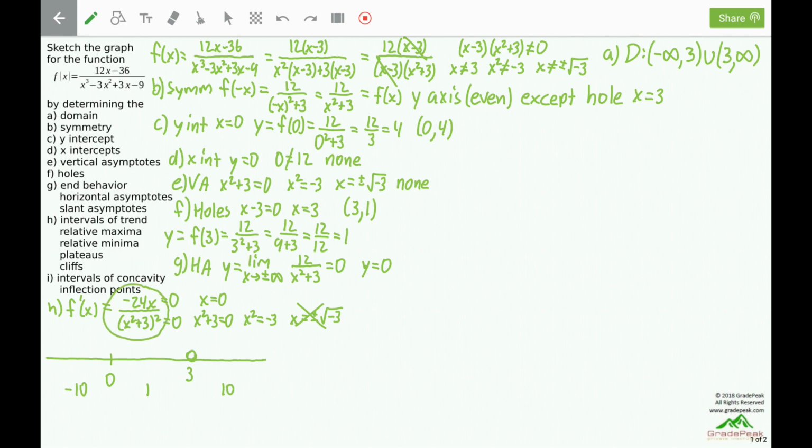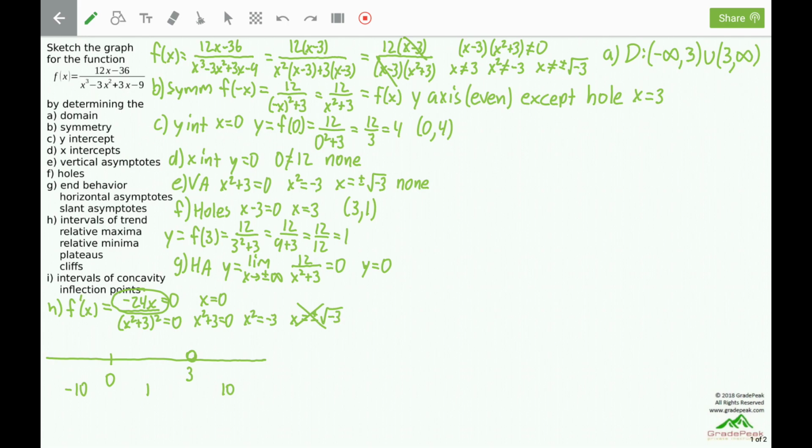A couple things about this. In the denominator, x squared is always positive unless x is a 0, in which case it's a 0. But then when it's added to the 3, it's guaranteed positive. And then it's squared. So that entire denominator is positive and will not determine whether the first derivative is positive or negative. Only the numerator matters. And we will be sure to account for the negative 24 as part of the numerator.